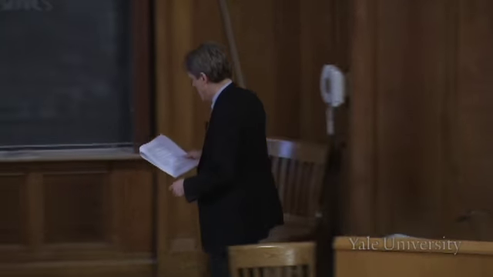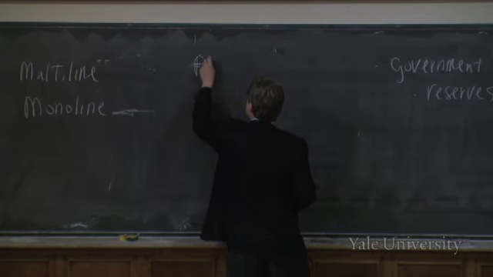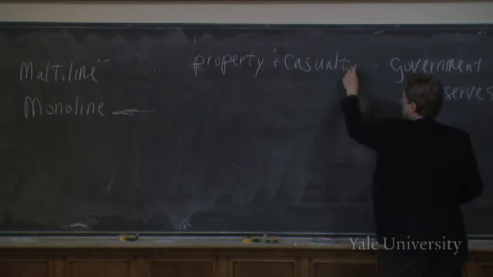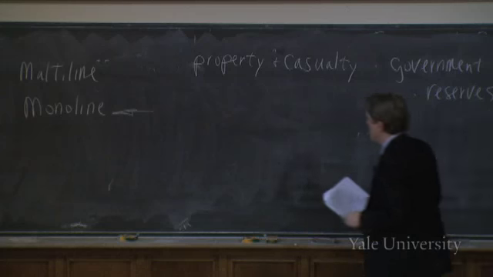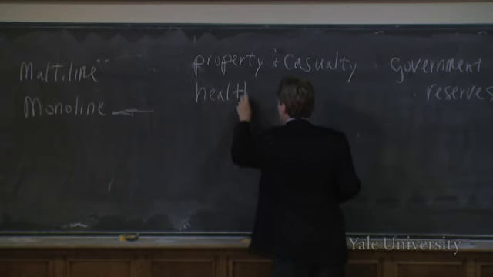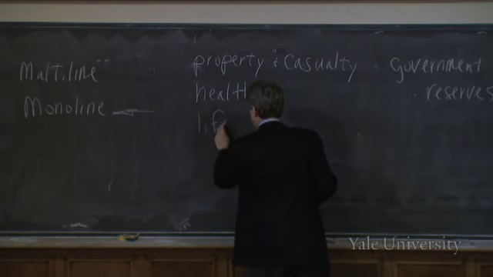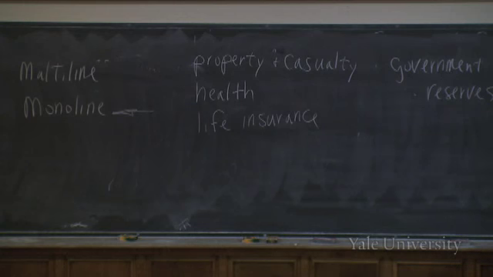I'll come back to this distinction in a minute, but I wanted to talk about certain kinds of monoline insurance companies. One category is property and casualty, or P&C. These are insurance companies that insure the value of a home or a business or an automobile. And another kind of monoline insurance is health, an insurance company that merely insures people against health costs. And another important category is life insurance. Life insurance insures a beneficiary against the death of an insured.